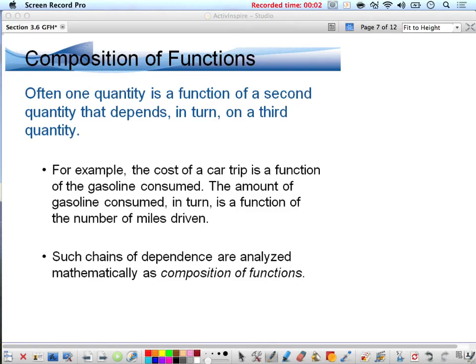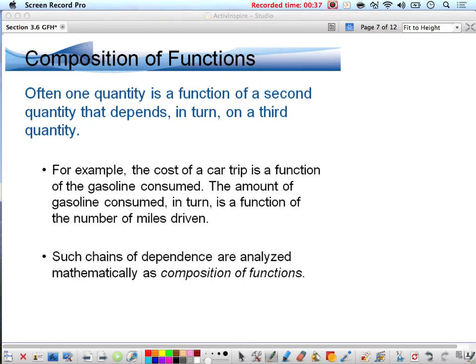So for the remainder of section 3.6, we're going to be talking about composition of functions. A lot of times one quantity is a function of a second quantity that depends in turn on a third quantity. For example, if you think about the cost of a car trip, it depends on how much gasoline is consumed, right? But how much gasoline is consumed is a function of the number of miles you drive. Then it depends on how much gas costs and your gas mileage. So there becomes several things hooked together in a chain of events that gives you the total cost.